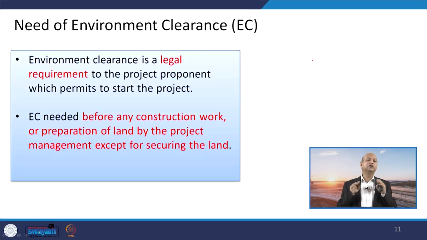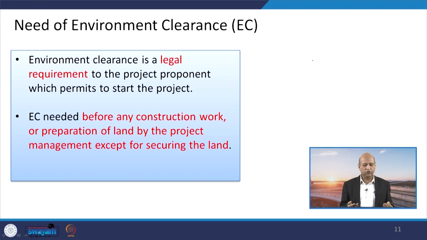And then the need for environmental clearance. Without environmental clearance, the project will not be implemented. So that is a very important thing. That has been part of the legal requirement, right? Environmental clearance is a legal requirement. Without that, the project will not be implemented, okay?